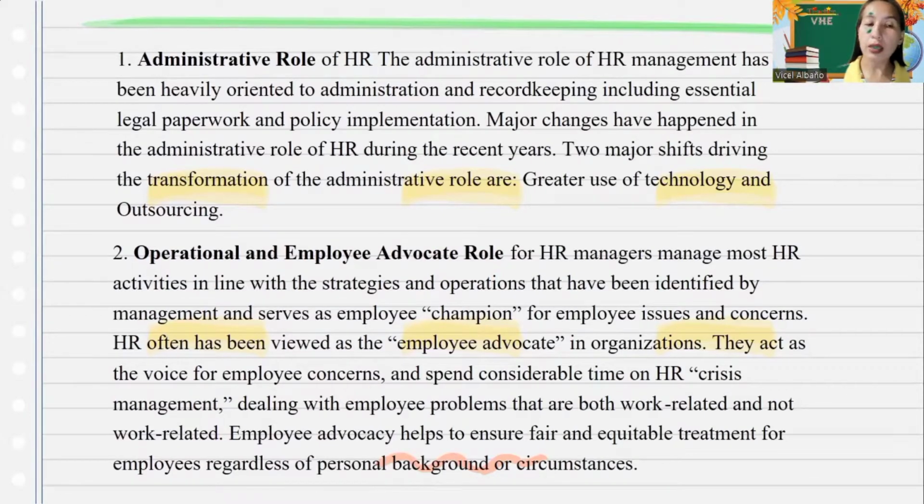They act as the voice for the employee concerns. They spend considerable time on HR crisis management, dealing with employee problems that are both work-related and not work-related. Employee advocacy helps to ensure fair and equitable treatment for employees regardless of personal background or circumstances.